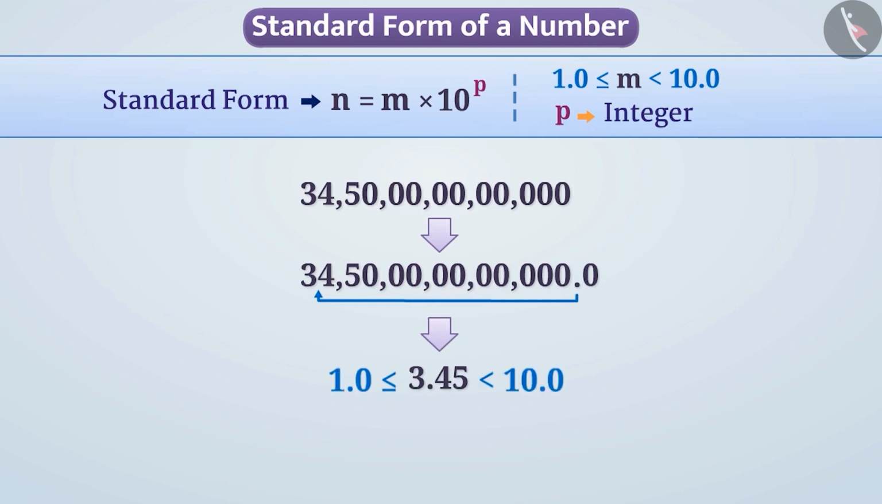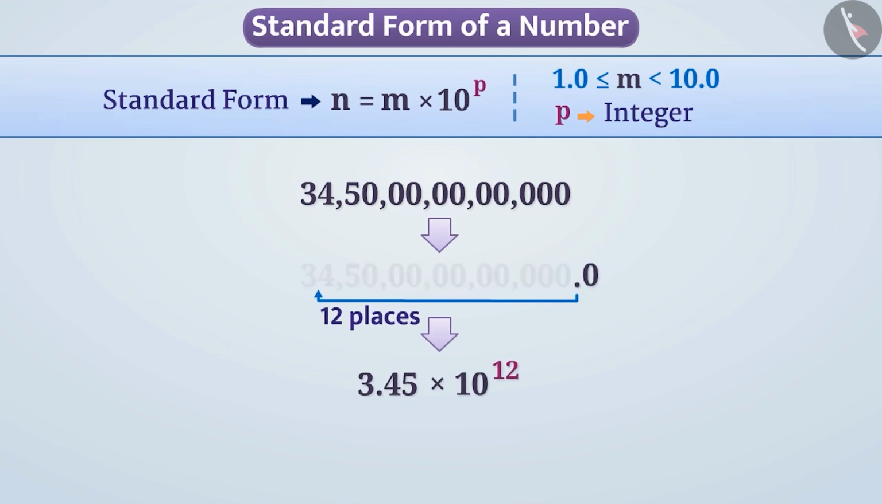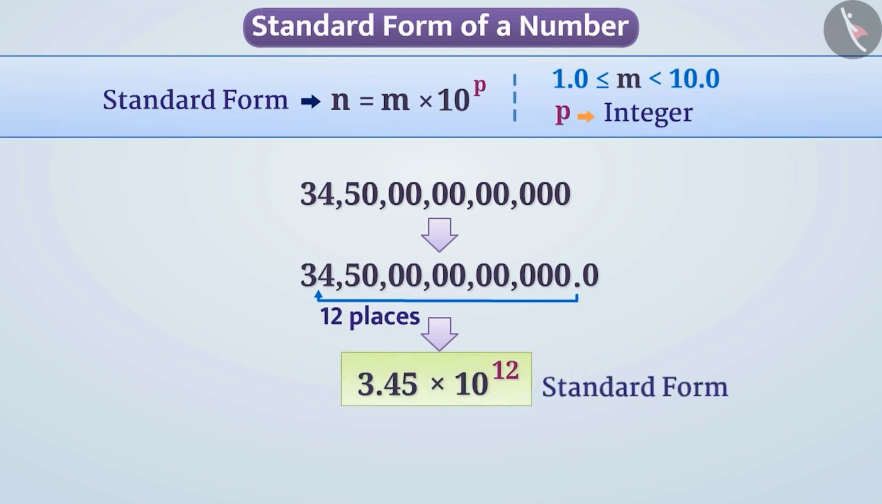In this way, 3.45 is the value of m. Since we moved the decimal point 12 places towards the left, we will multiply this number by 10 to the power of 12 so that there is no change in the value of this number. In this way, the value of p here is 12. This gives us the standard form of this number as 3.45 into 10 to the power of 12.